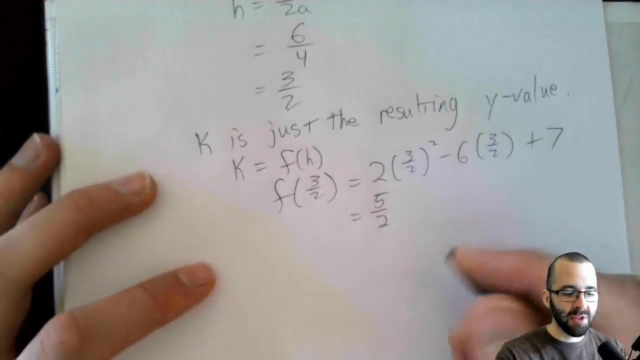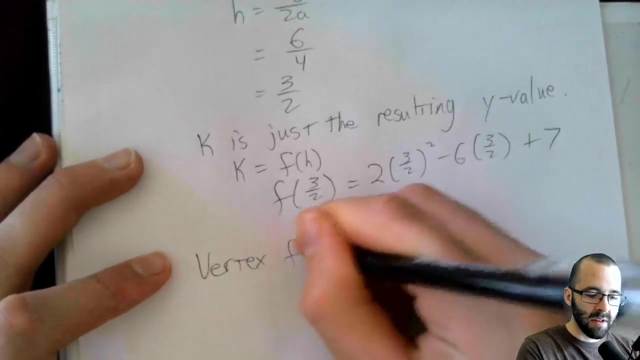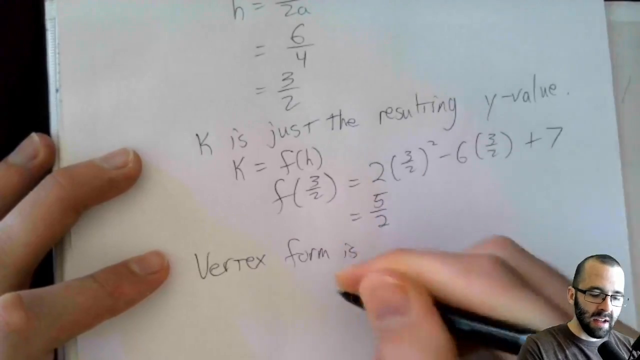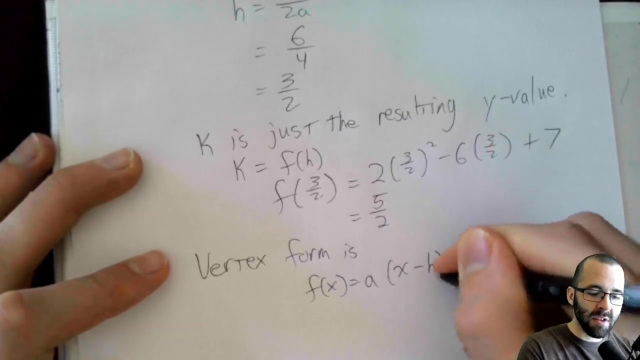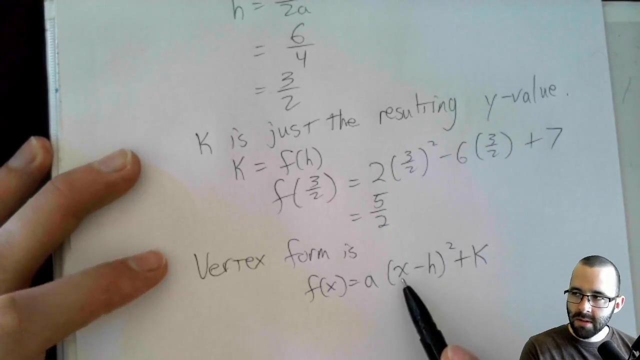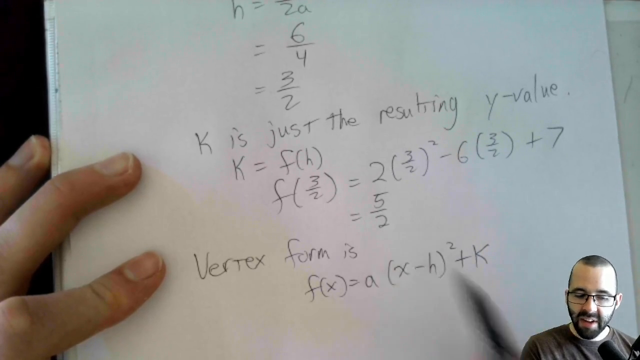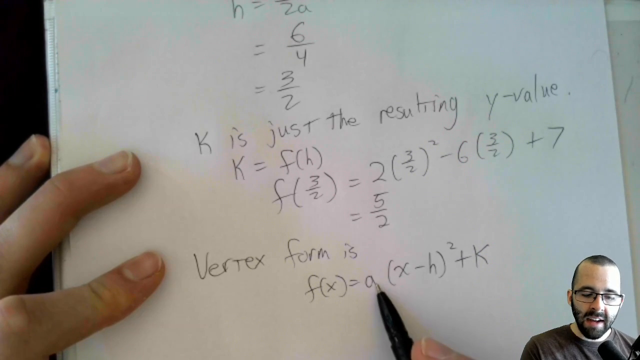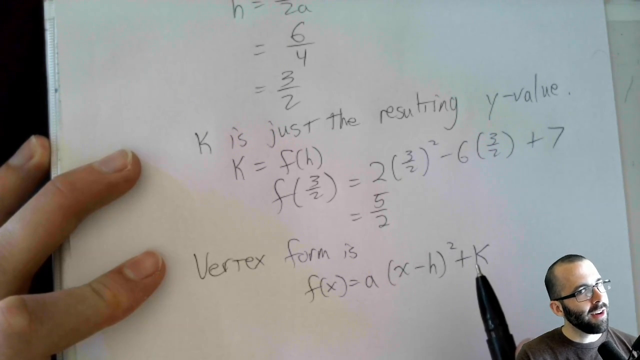So we found h, we found k. Vertex form, if you remember it, is f of x is equal to a times x minus h squared plus k. So x is the variable. H, we found that, that's 3 halves. K, we found that, that's 5 halves. A, we didn't find a. Or did we?